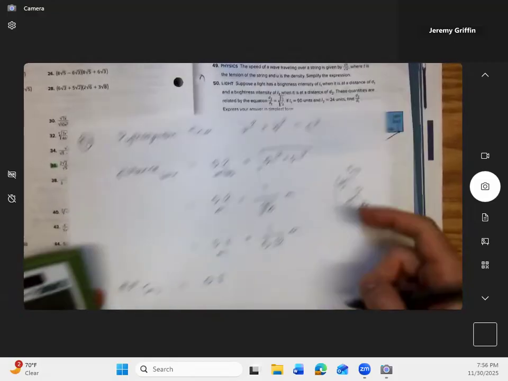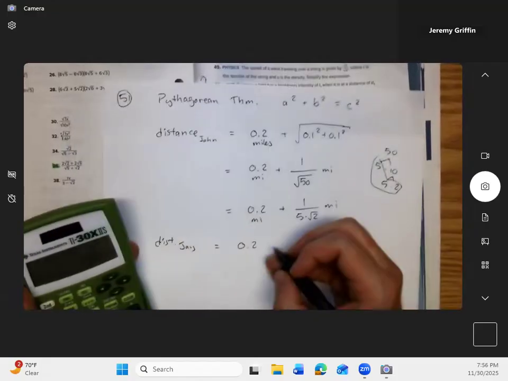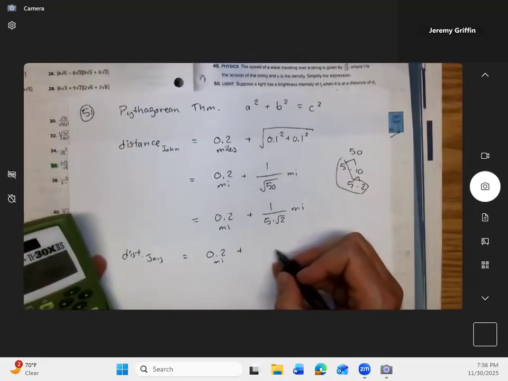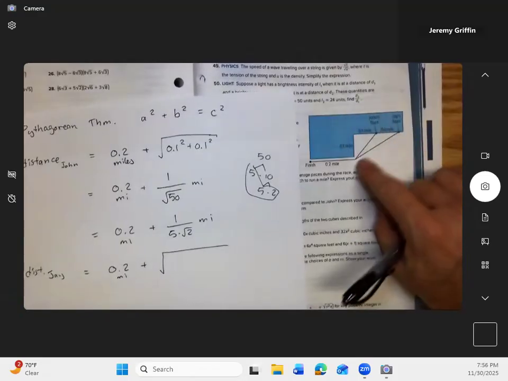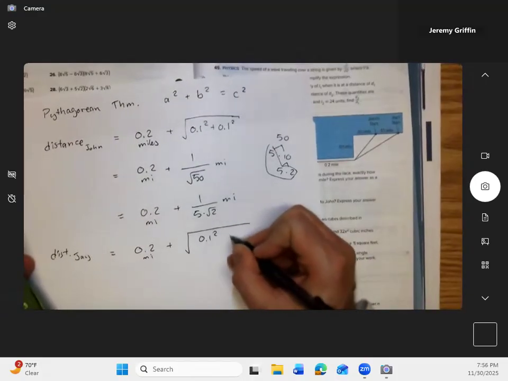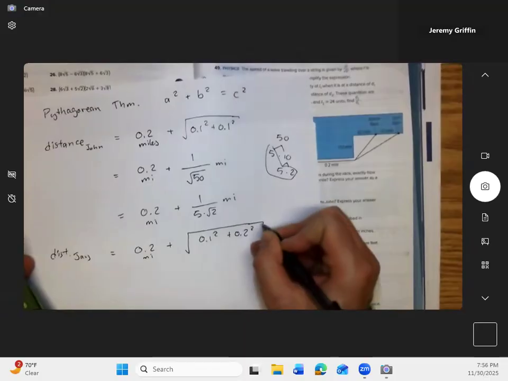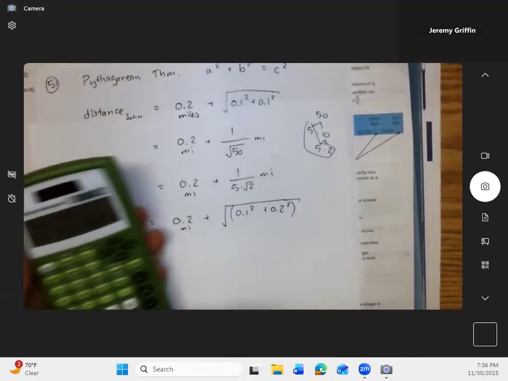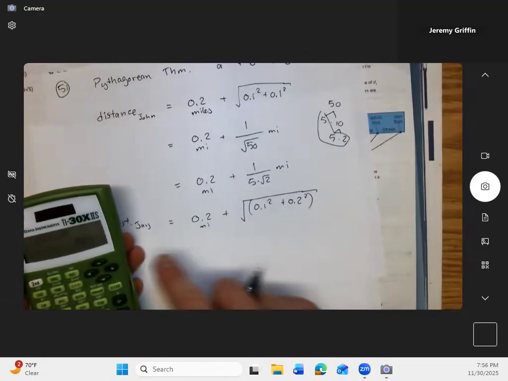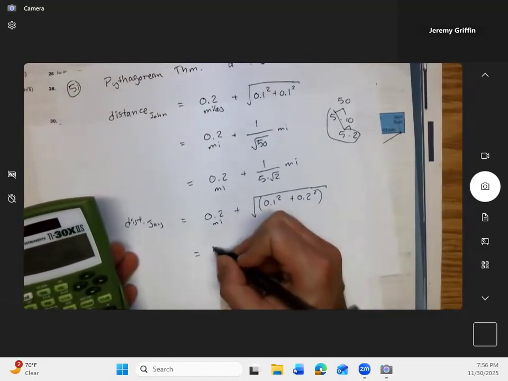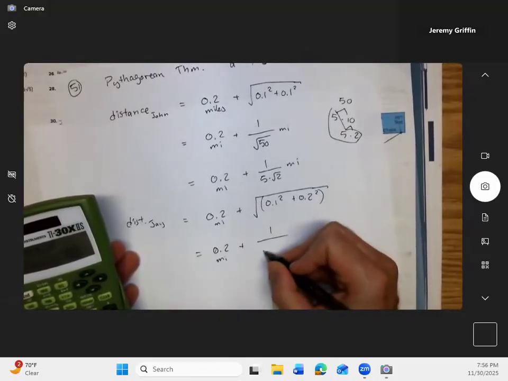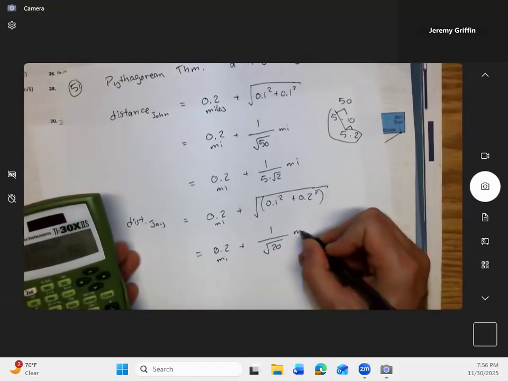He also runs this 0.2 mile stretch, so that's the same, plus, but this is a little longer. So it's 0.1 squared plus 0.2 squared, and the square root of all that, miles. So what is that? That's like 0.05, which is like 1 over 20. So that's 0.2 miles plus 1 over the root 20 miles.